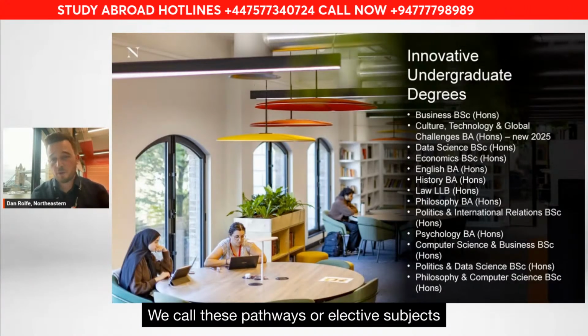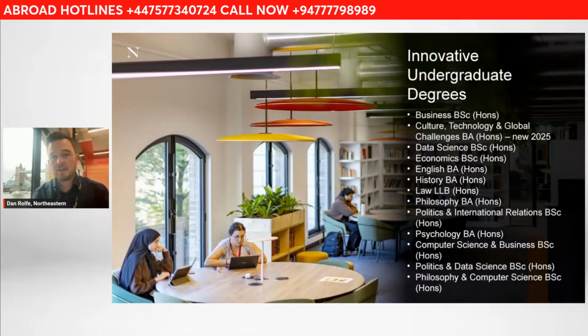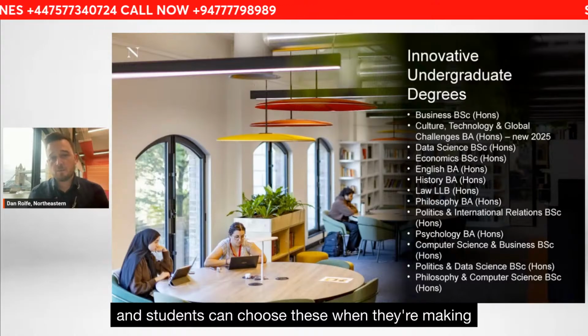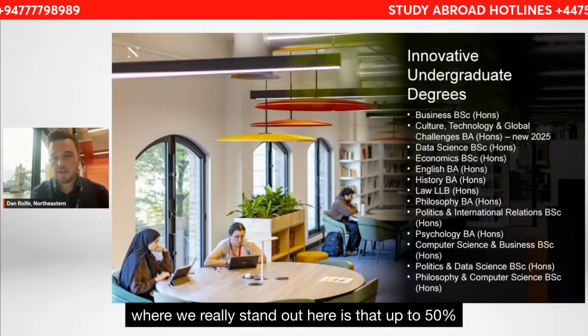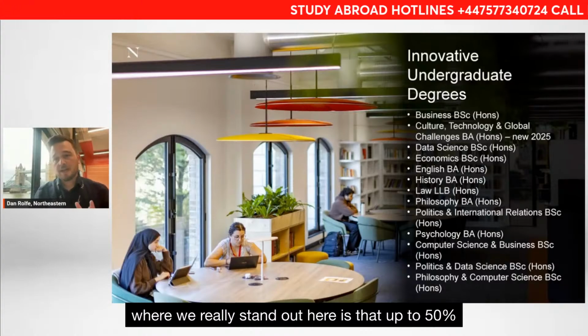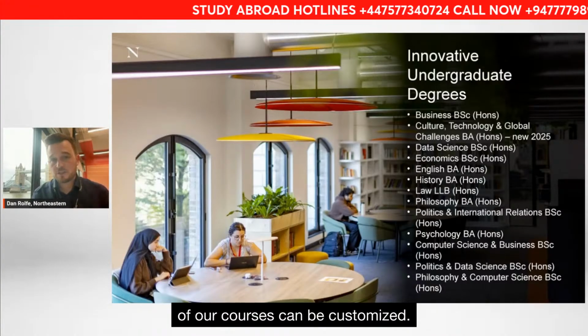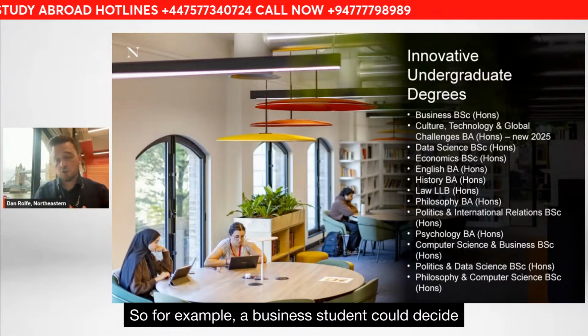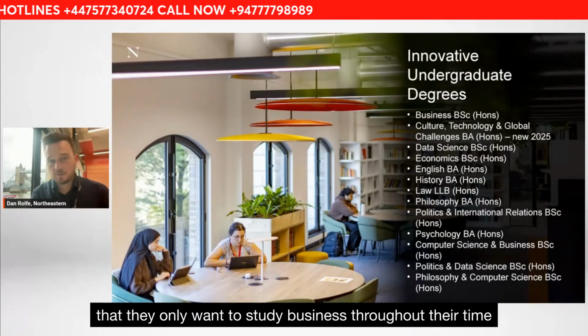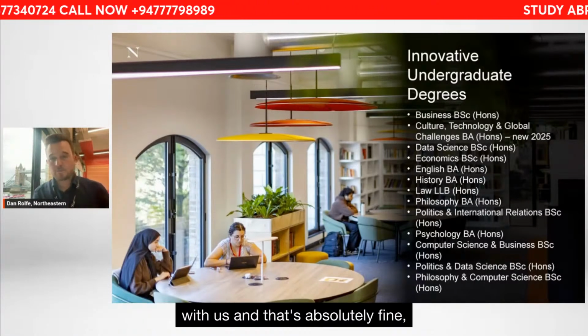We call these pathways or elective subjects, and students can choose these when they're making their course selection. Unlike other institutions in the UK, where we really stand out here is that up to 50% of our courses can be customized. So for example, a business student could decide that they only want to study business throughout their time with us, and that's absolutely fine.